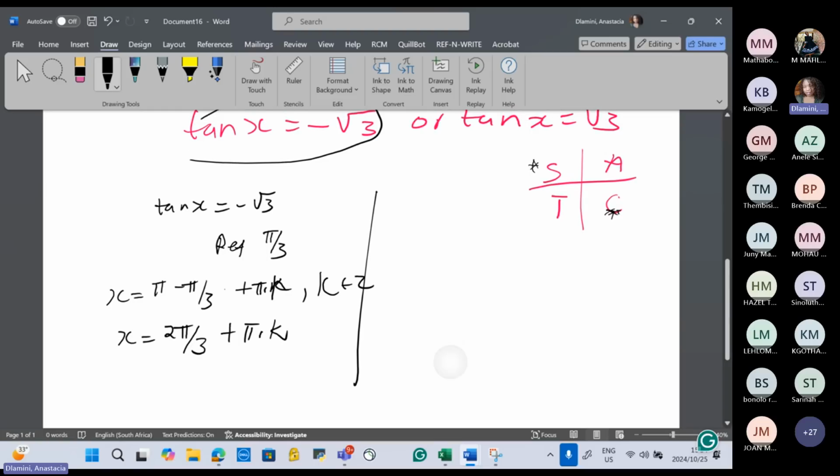Where are you now? x is equal to 2π/3, isn't it, plus π times k. I've said x is equal to 2π minus π/3 again. Then the answer is 5π/3 plus π times k.